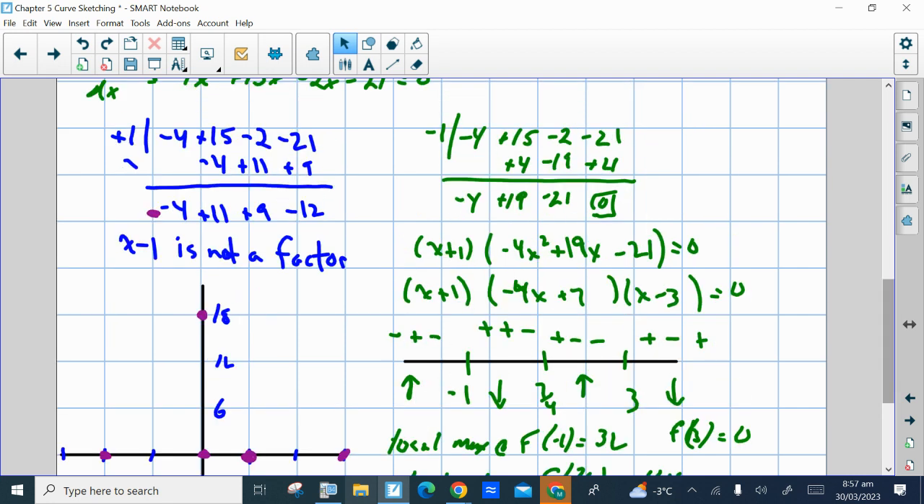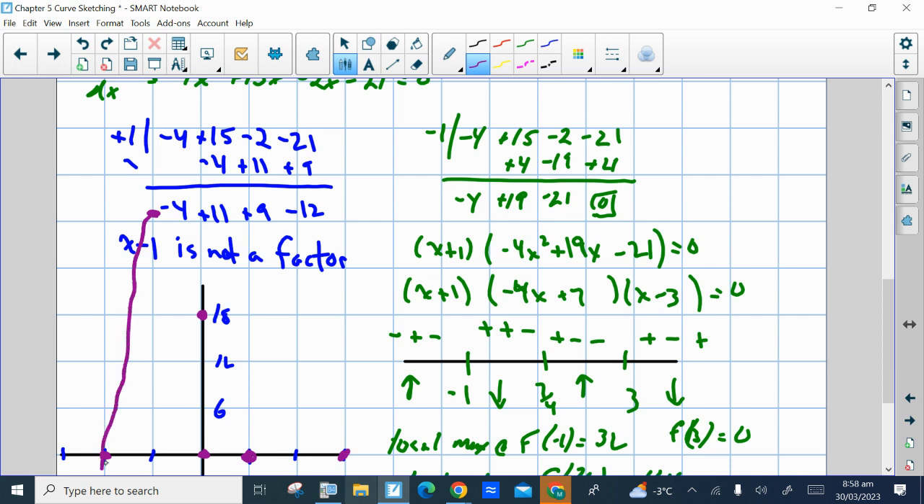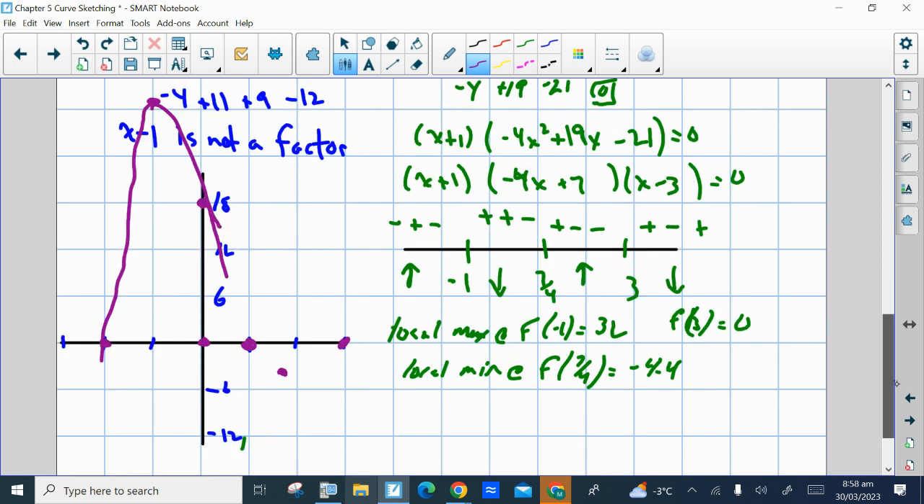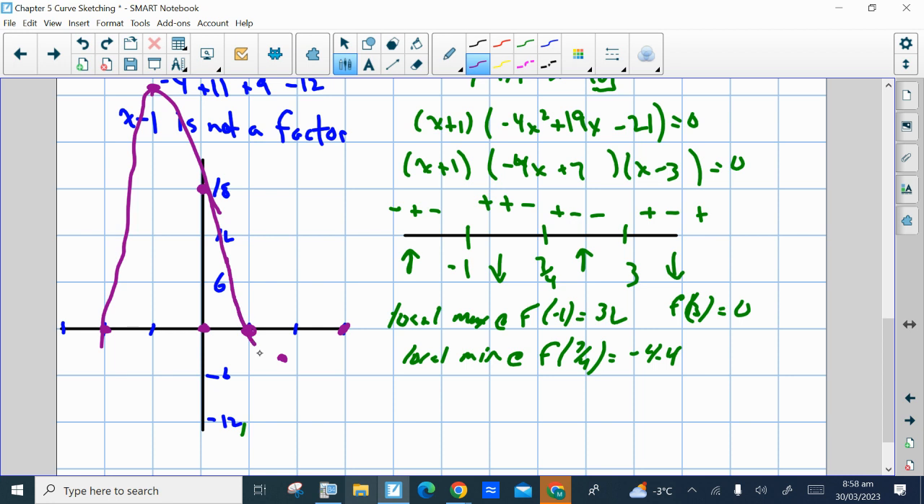So the graph comes up to that maximum point, goes down through the y-intercept. It crosses the x-axis at 1 down to the minimum, up to that x-intercept of 3, which has a multiplicity of 2. So the graph bounces off there, and there's a sketch of that graph.